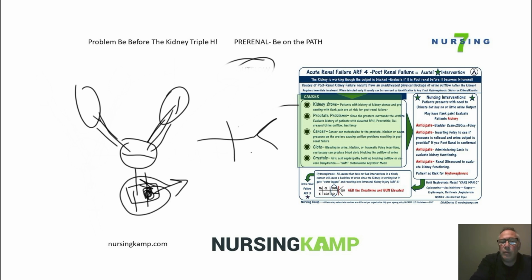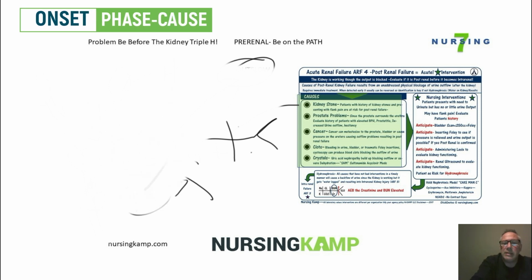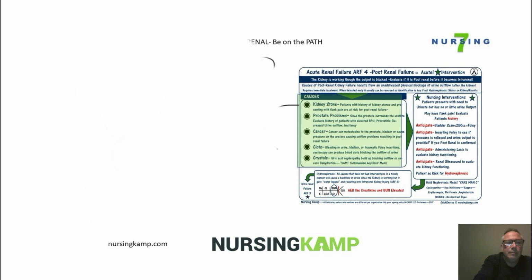So what do we do for this? Well, we need to assess, and that's one of the big things. We have to assess the bladder, and we have to see whether or not there's actually fluid in there, and there's actually urine. So what we do is we do a bladder scan. That bladder scan is basically an ultrasound machine that will scan the bladder and check for residual.